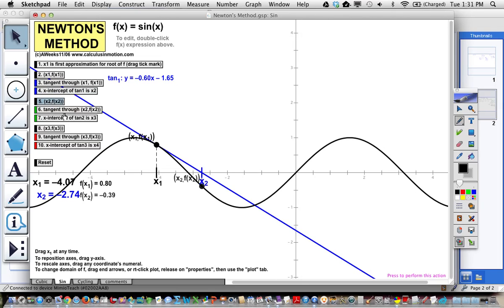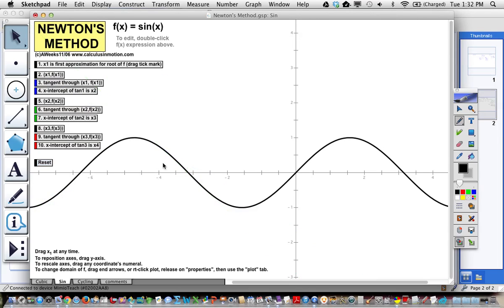They repeat it. They plug it into the function. They draw the tangent line. Look at that. It's already crossing very close to there. Okay, so after only a couple of cycles through, they can start to find this root. Now, what are some issues with it?